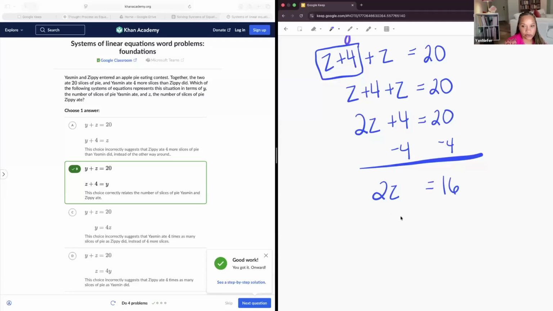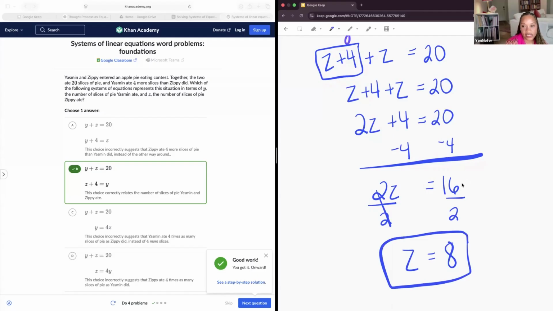And if I want to undo that, since I have a 2 multiplying the z, I can divide by 2. And whatever I do to one side, I have to do to the other because that is a rule of equality. And so when I take 16 divided by 2, I get 8. So now I know that the quantity of z that we didn't know at first is a quantity of 8. Okay, so that means Zippy ate 8 slices of pizza. That's how many slices he ate.